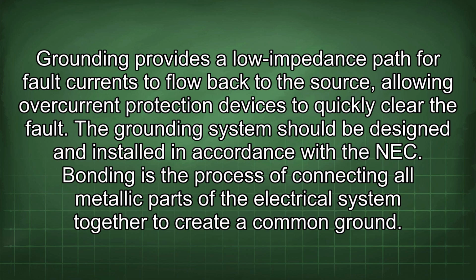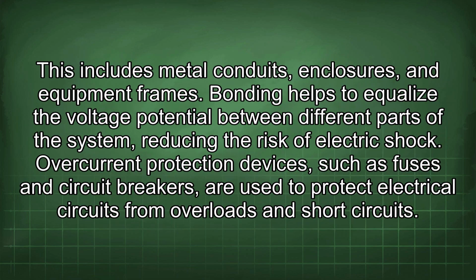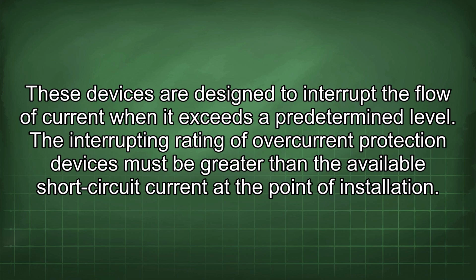Bonding is the process of connecting all metallic parts of the electrical system together to create a common ground. This includes metal conduits, enclosures, and equipment frames. Bonding helps to equalize the voltage potential between different parts of the system, reducing the risk of electric shock. Overcurrent protection devices, such as fuses and circuit breakers, are used to protect electrical circuits from overloads and short circuits. These devices are designed to interrupt the flow of current when it exceeds a predetermined level. The interrupting rating of overcurrent protection devices must be greater than the available short circuit current at the point of installation.